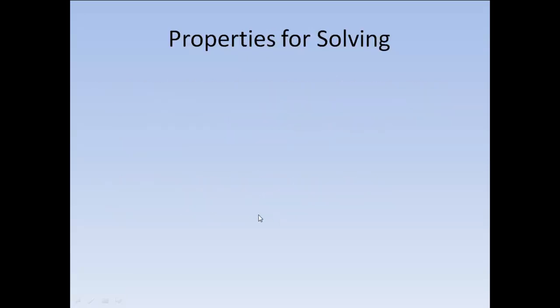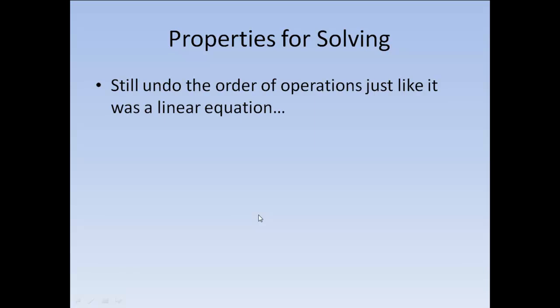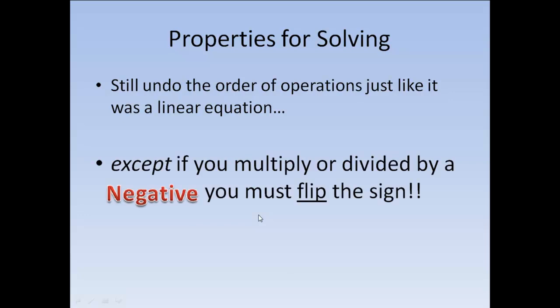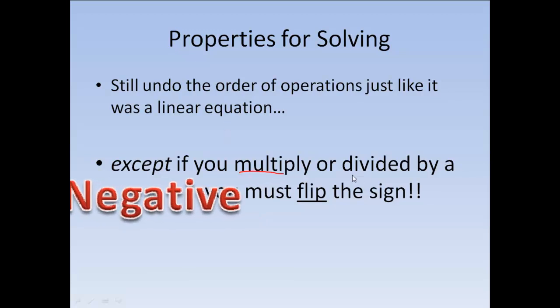Okay, as far as solving linear inequalities, we still do the order of operations just like it was a linear equation. So we still undo every single thing there. We undo addition, we undo subtraction. The only difference is if you multiply or divide by a negative, you must flip the sign. That is critical. And that is only if you multiply or divide by a negative. That is the only exception. Otherwise it follows just like an equation.